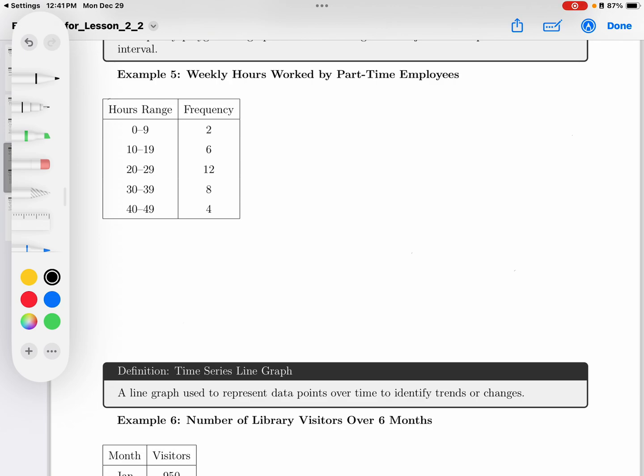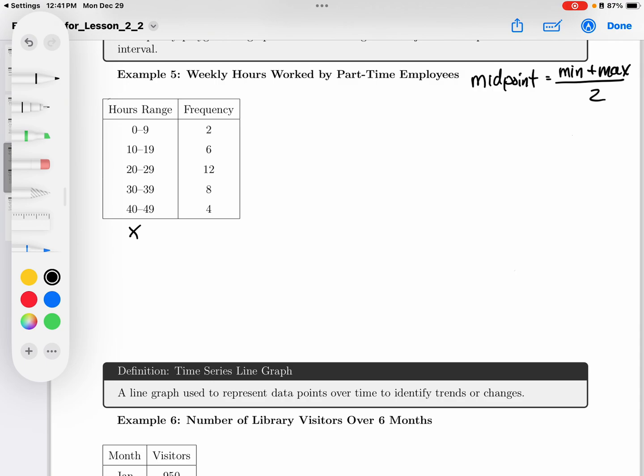Now, sometimes the midpoints will be provided for you when you're trying to do this, and other times not. In this example, I did not provide the midpoint so that we could practice. So just a quick refresher, to find the midpoint, you want to take the minimum value, add the maximum value, and divide by 2.